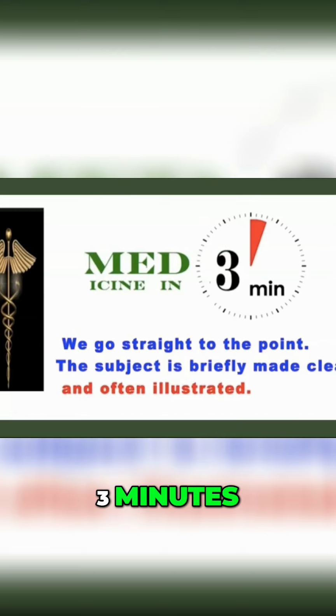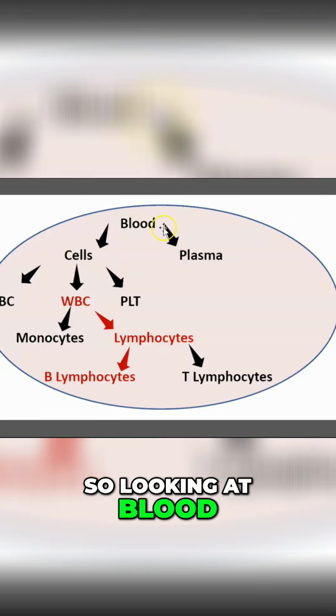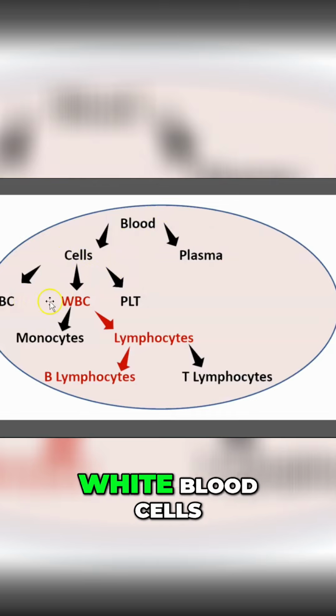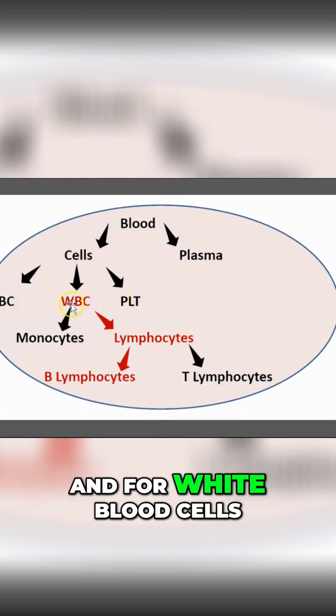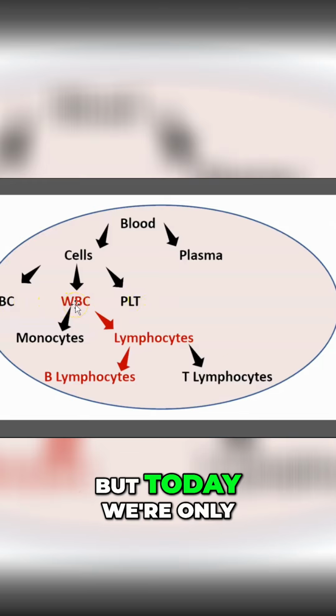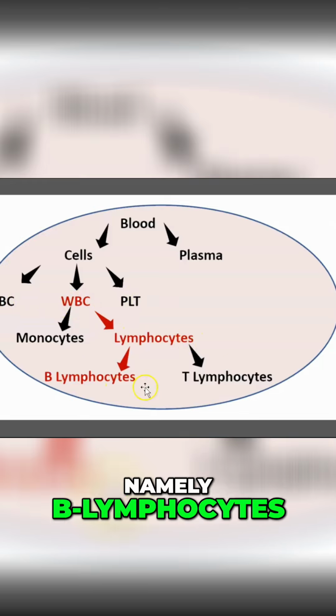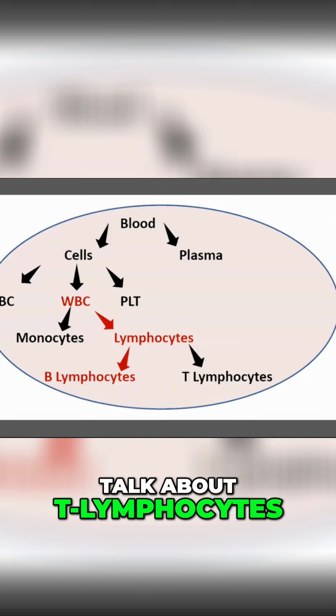This is Medicine in 3 Minutes, and today we're going to be talking about Hodgkin's lymphoma. So looking at blood, you've got the cell components and the plasma. For cells, you've got red blood cells, white blood cells, and platelets. And for white blood cells, there are actually 5 categories, but today we're only concerned with lymphocytes, namely B-lymphocytes, but we're also going to talk about T-lymphocytes.